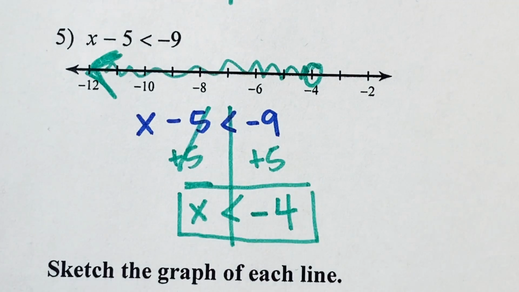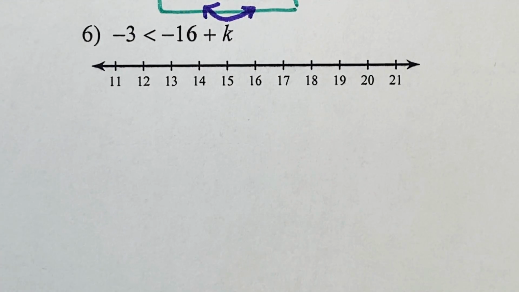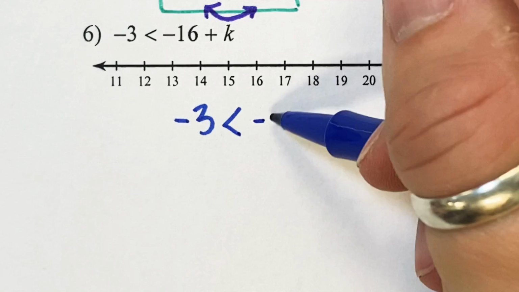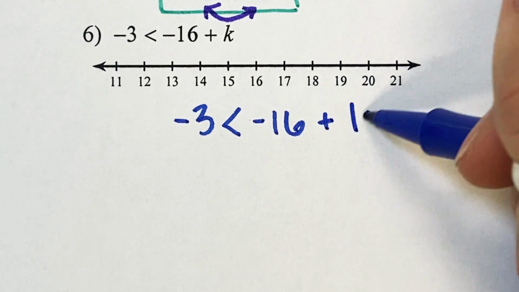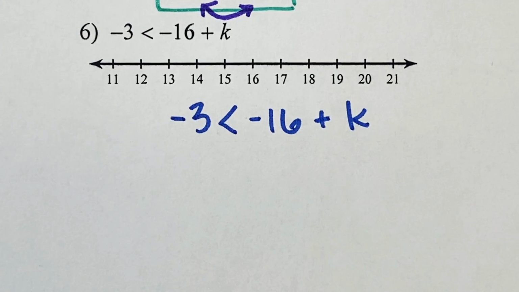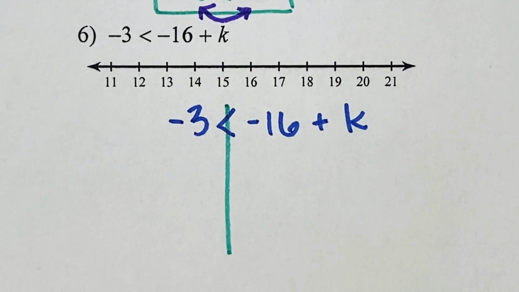Alrighty. Okay, let's do number 6. Okay, so again, we gotta solve it, so I'm gonna rewrite it. -3 is less than -16 plus k. Okay, draw your line down your inequality sign. Look at the side with your variable. So that's this right side.